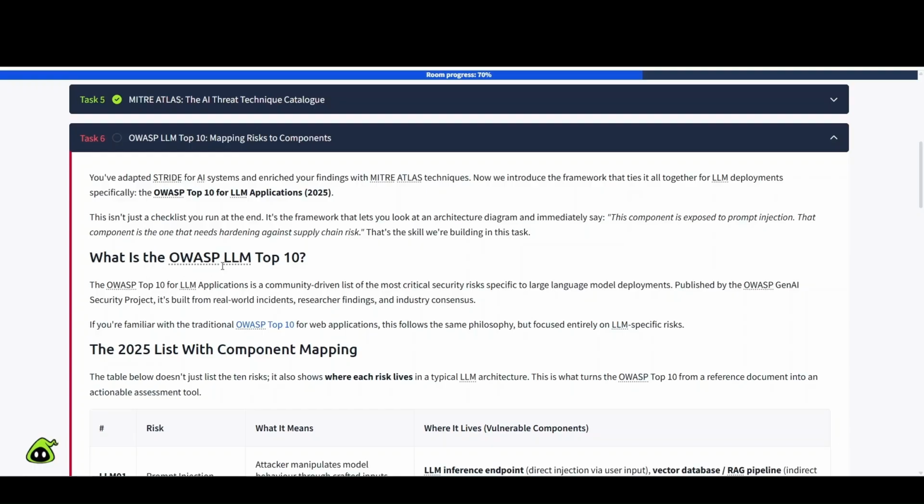What is the OWASP LLM Top 10? The OWASP Top 10 for LLM applications is a community-driven list of the most critical security risks specific to large language model deployments, published by the OWASP GenAI Security Project. It's built from real-world incidents, researcher findings, and industry consensus. If you're familiar with the traditional OWASP Top 10 for web applications, this follows the same philosophy, but focused entirely on LLM-specific risks.